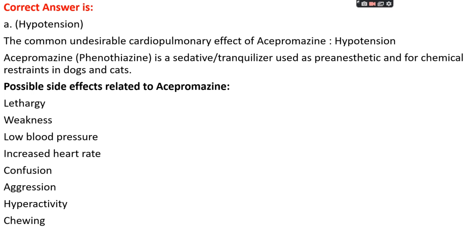Acepromazine is just a phenothiazine group drug. It is actually a sedative and tranquilizer. It is used as a pre-anesthetic, and also for chemical restraint in dogs and cats. While using this acepromazine, the following side effects will be seen: lethargy, weakness, low blood pressure, increased heart rate, confusion, aggression, hyperactivity, and chewing.